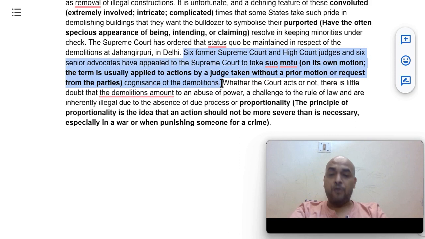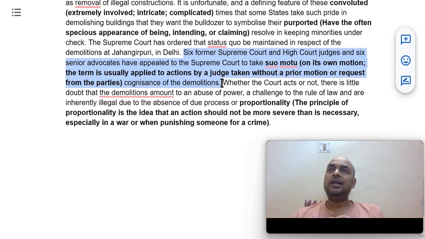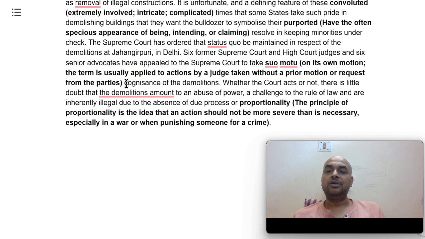So it has come to this point that six judges and six senior advocates have requested the Supreme Court to consider it and take action on its own. Suo motu means on its own motion. That means without any court case filed, it should take action on its own. It should take cognizance, meaning consider. It should identify, it should go through the demolitions part.